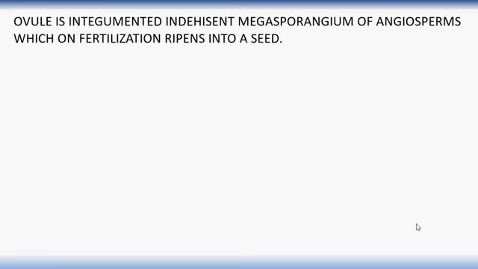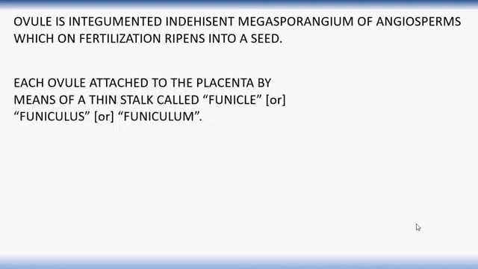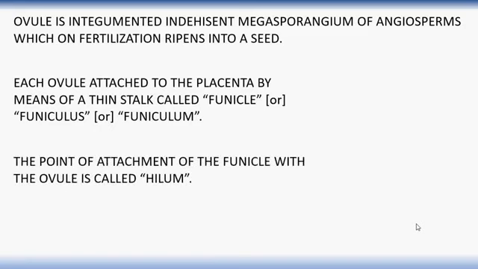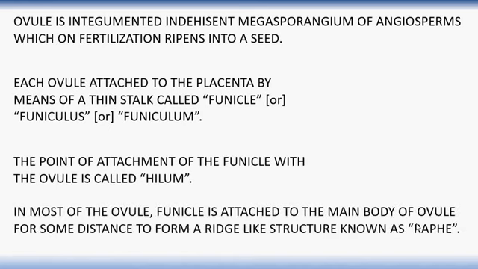Ovule is an integumented, indehiscent megasporangium of angiosperms which on fertilization ripens into a seed. Each ovule is attached to the placenta by means of a thick stalk called funicle or funiculus or funiculum. The point of attachment of funicle with ovule is called hilum. In most ovules, the funicle is attached to the main body of the ovule for some distance to form a ridge-like structure known as raphe.